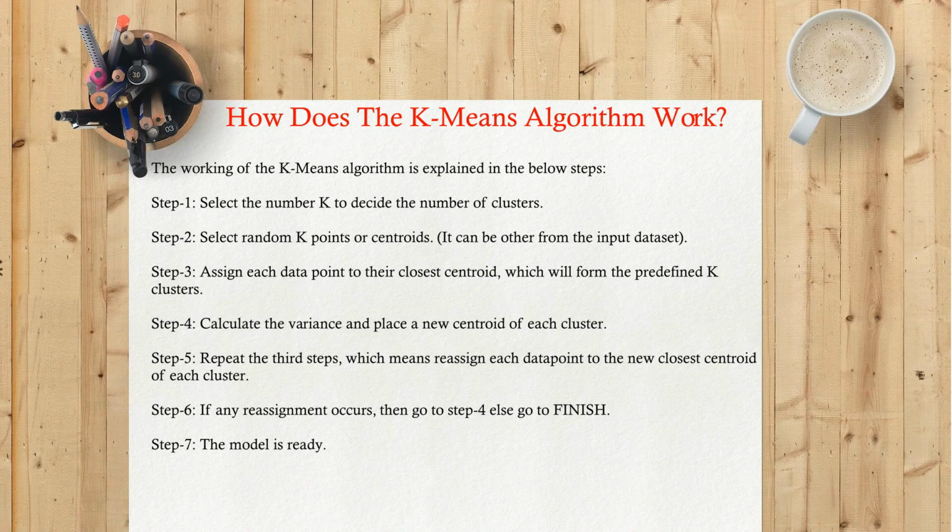Step 4. Calculate the variance and place a new centroid of each cluster. Step 5. Repeat the third step, which means reassign each data point to the new closest centroid of each cluster. Step 6. If any reassignment occurs, then go to step 4, else go to finish. Step 7. The model is ready.